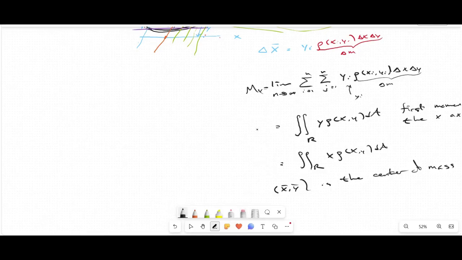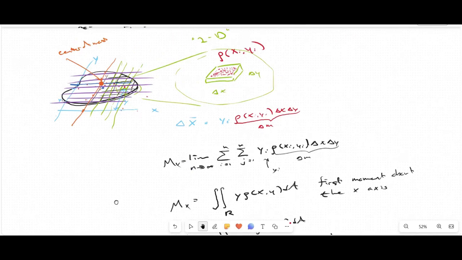Okay, this guy here, and this and this and this. I'm going to call this MX. This is the moment, the first moment about the x-axis and the first moment about the y-axis. But there's one thing that I didn't incorporate. Go back up over here.